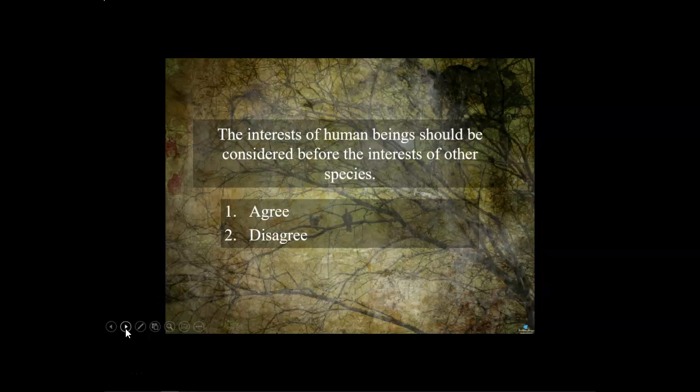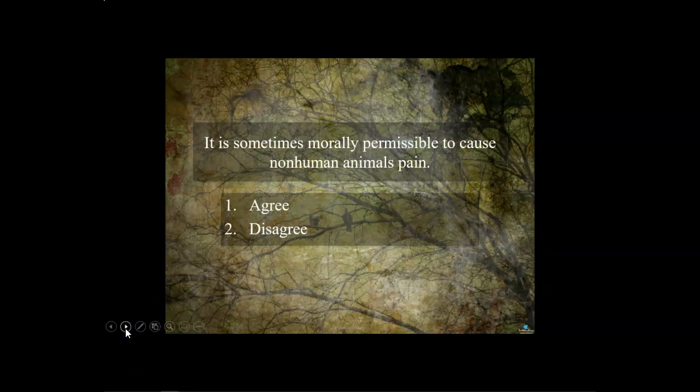So here are some questions for you to think about. The interests of human beings should be considered before the interests of other species. When you read Peter Singer, he would say that that's speciesism, right? But it's agree or disagree. Do you think that we should come first over other species? Is it sometimes morally permissible to cause non-human animals pain? Is there some sort of ultimate good that could come out of that which would justify it in our eyes to do that? Agree or disagree?